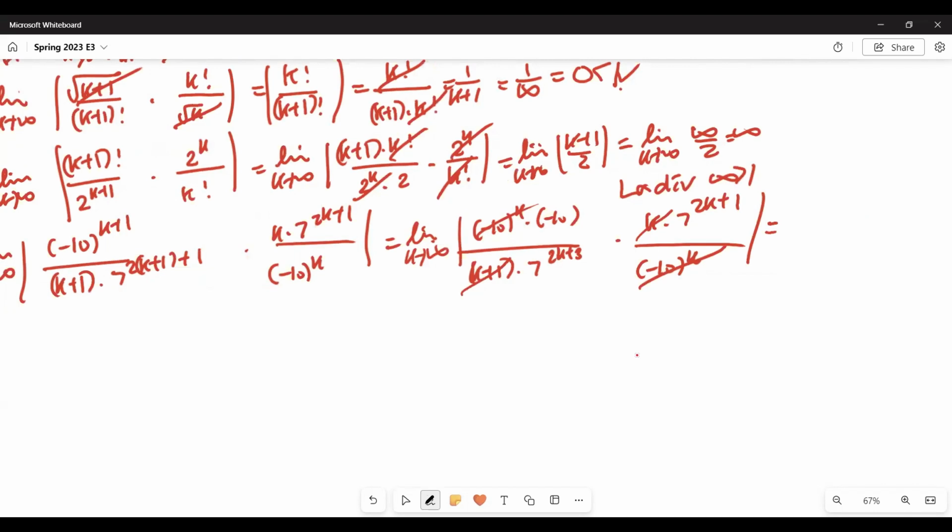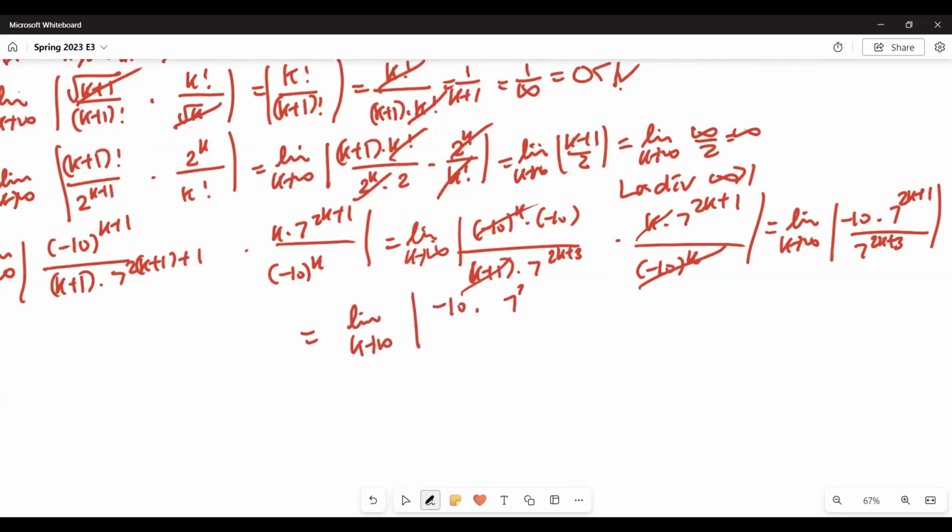So this is limit of k goes to infinity, negative 10 times 7 to k plus 1 over 7 to k plus 3. I'll write it in the bottom. Limit of k goes to infinity, negative 10 times 7 to k times 7. I'm just separating out so you can cancel out the 7 to k eventually. 7 to k times 7 cubed, which is the same as 7 to k plus 3. So this cancels out, and this also can be cancelled out to 7 squared.